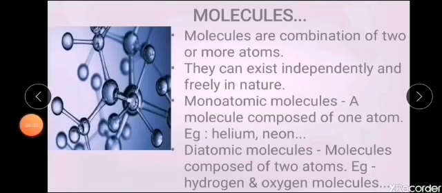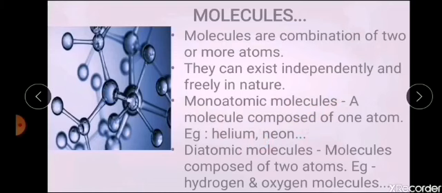We have seen what atoms are. When two or more atoms combine together, you call it a molecule. Now, unlike atoms, molecules can exist independently and freely in nature. We have said that a molecule is a combination of two or more atoms. In such cases, if it is composed of only one atom, you call it a monoatomic molecule. For example, helium, neon, argon, etc.